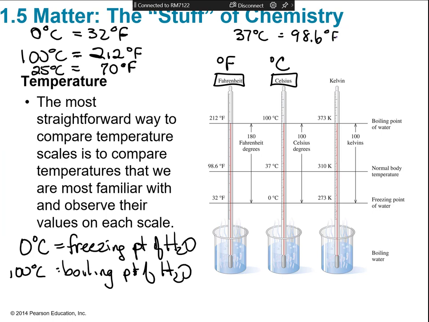The last one is called Kelvin. We will talk about Kelvin in chapter 7, so we're not going to talk about it for a while. But Kelvin has the same scale that Celsius has, except Kelvin is based on what they call absolute zero. Absolute zero is the coldest possible temperature that a molecule can have.